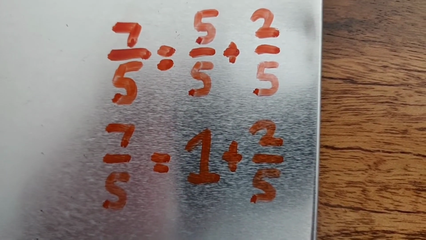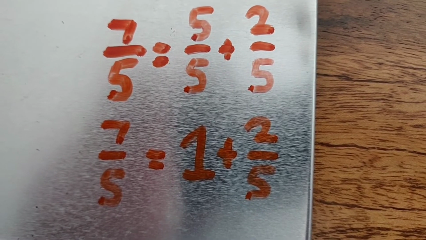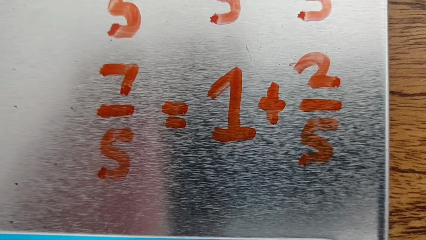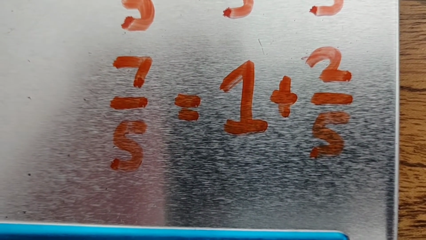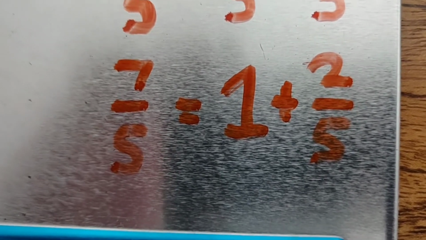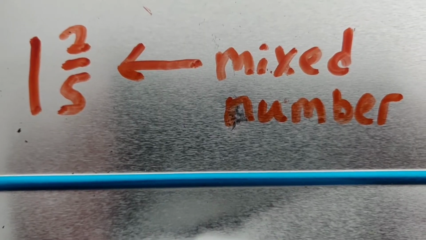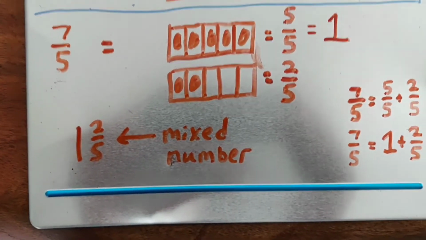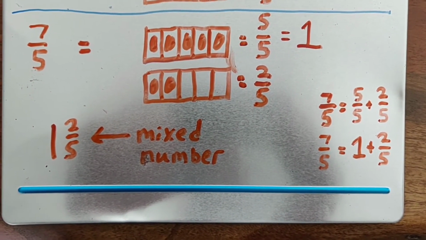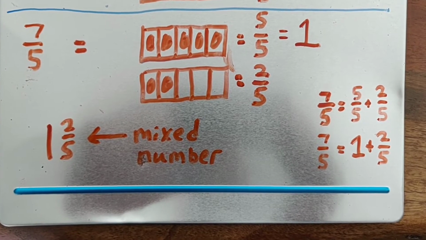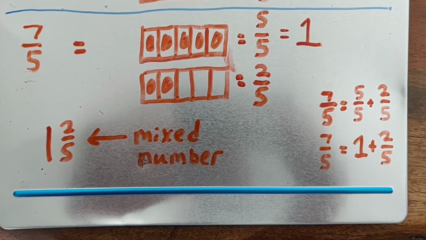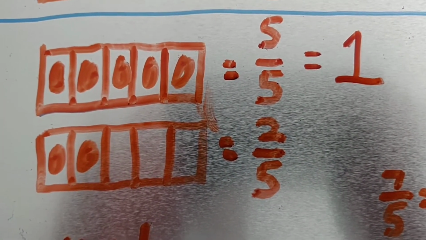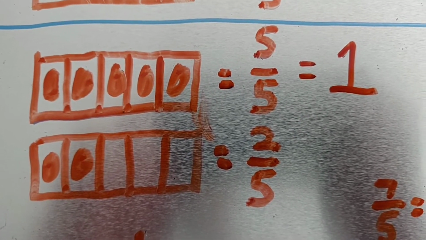And this is where the idea of a mixed number comes in. Notice we have a mix of a whole number, 1, and a fraction, 2/5. So when we say 7/5 equals 1 plus 2/5, we can also call that 1 and 2/5, which we can just write like that. So 1 and 2/5 is a mixed number. So if we put that all together, 7/5 is equivalent to 1 2/5. So the fraction 7/5 is equivalent to or the same as 1 2/5, which you can see here, right? 1 whole and 2/5 more.